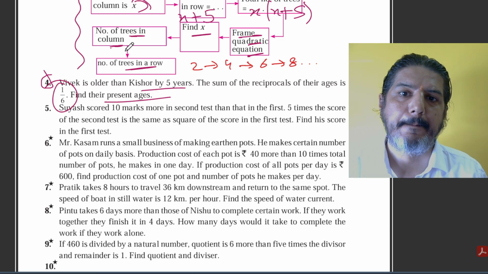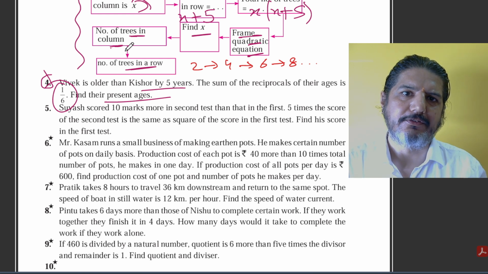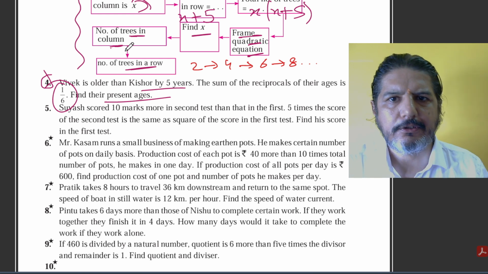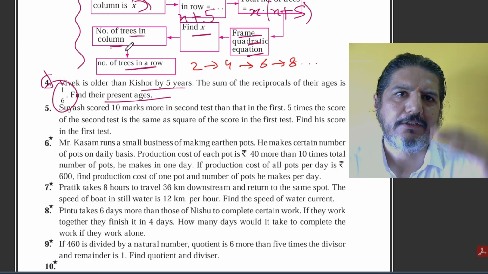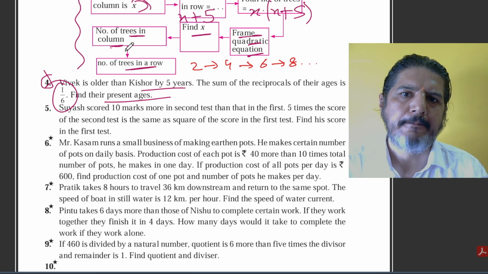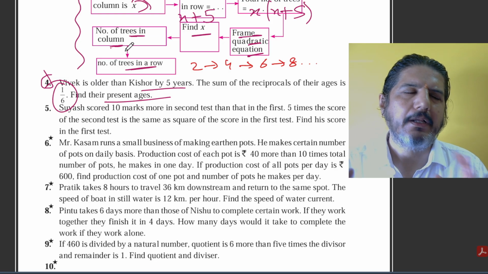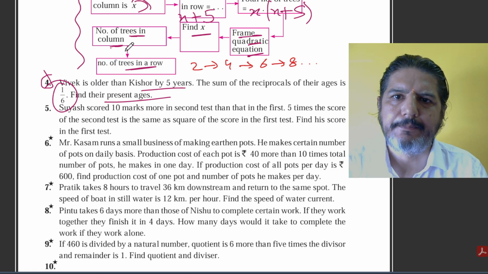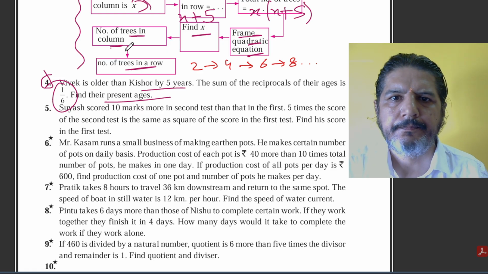So adding or subtracting algebraic fractions, I made a separate lecture for this. Please have a look at that also. It is mentioned in the comment section. Please have a look at that because I've seen a lot of students struggling with it. Let's go to the next question.